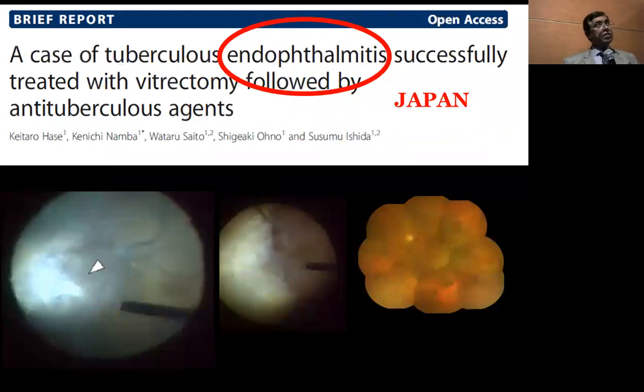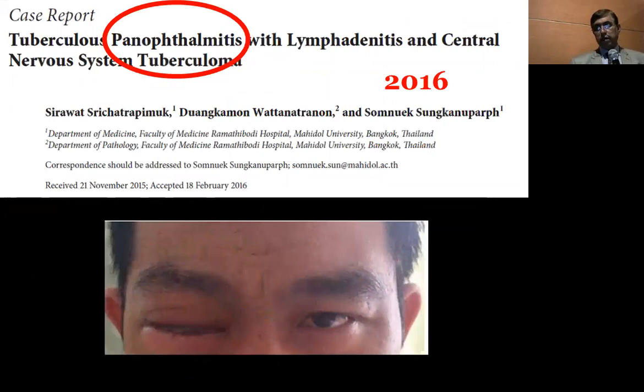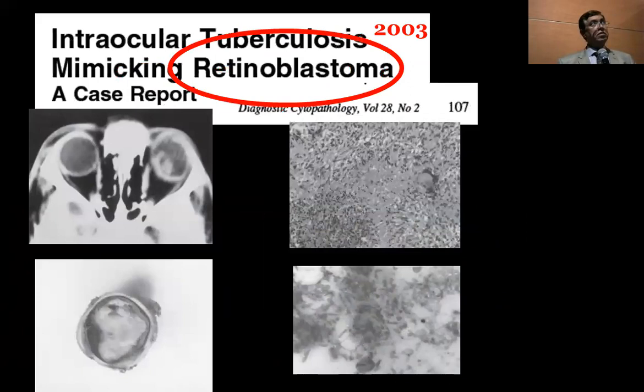Case of endophthalmitis from Japan, developed country. Another one, again, from Malaysia, with choroidal tuberculoma. Panophthalmitis, 2016, from Thailand. Post-cataract endophthalmitis due to TB, post-surgery, from Mumbai, India. They can mimic tumors. Intraocular tuberculosis mimicking retinoblastoma. This was thought to be a retinoblastoma when they inoculated the eye as TB.